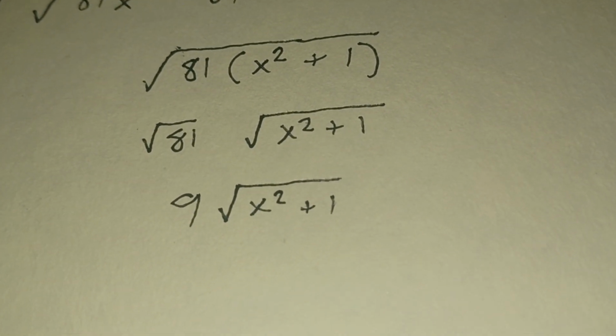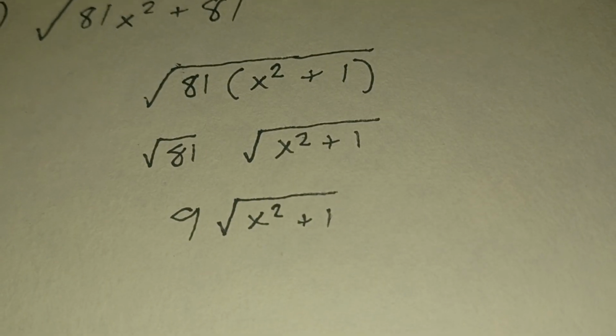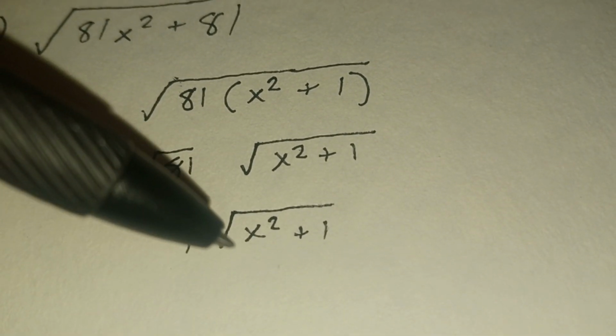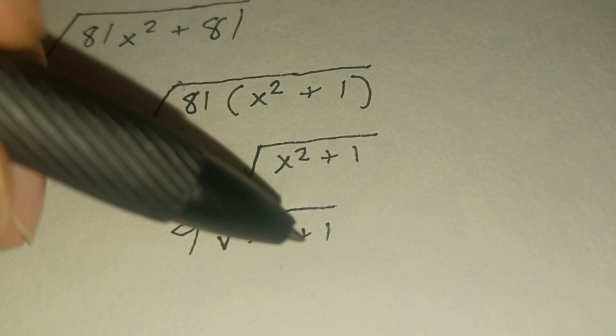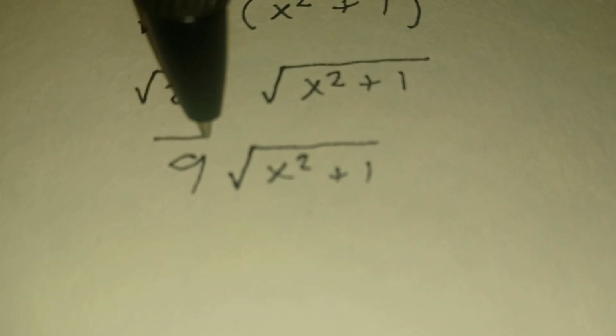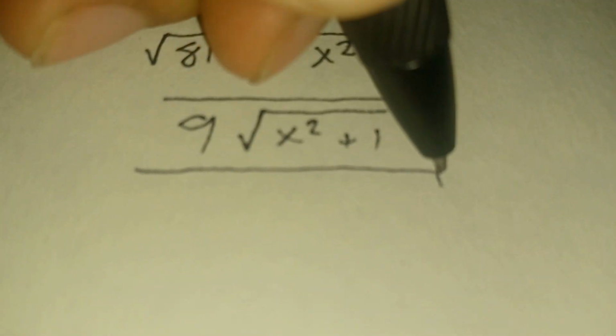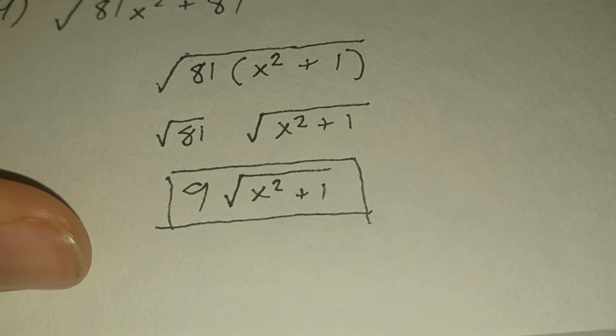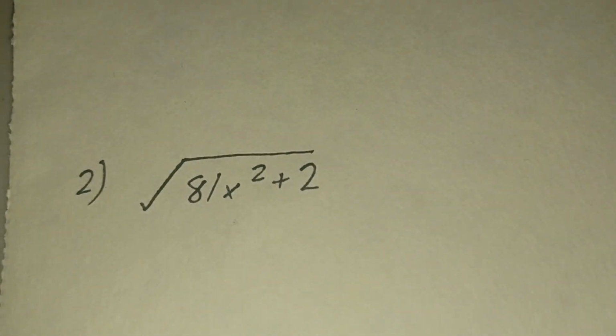And that is about as much as we can do here with real numbers. So 9 times the square root of x squared plus 1. That is how you simplify this expression. So that is going to be our answer, just like that. Let's move on to this one now.